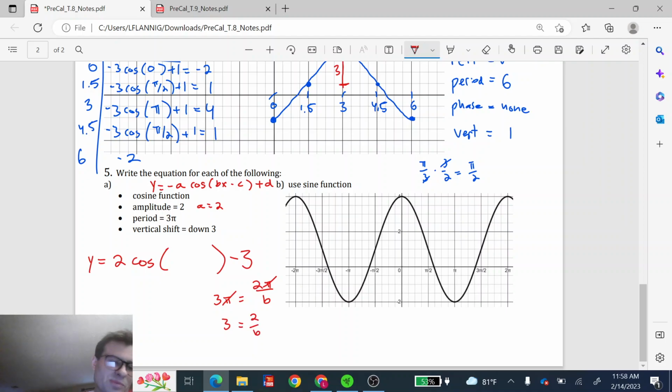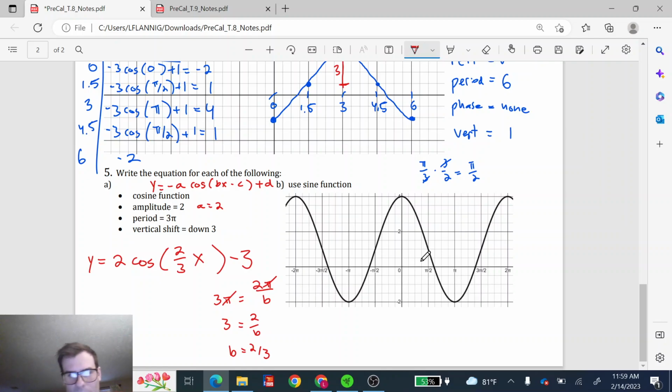And it's just a simple algebra problem. B times 3 is 3b divided by 3 each side. B equals 2 over 3. So we have 2 over 3x as the inside of that. This is how you create a function. The idea is that your goal is to find A, B, C, and D, and that should be able to write it, and also depending on if it's a reflection or not.